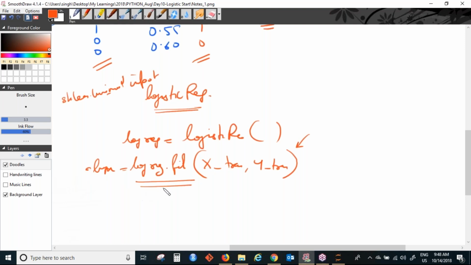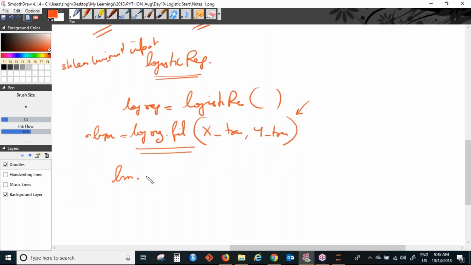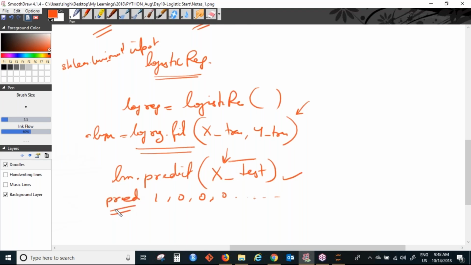Once your fit is done, you can use the predict function. You can use lm dot predict and pass your x variable of test. If you want to predict on the test data, you will get ones and zeros, for all rows. You are only passing the independent variable, and what you are getting is the predictions. You can compare this with the actual values in test data, which is y underscore test.